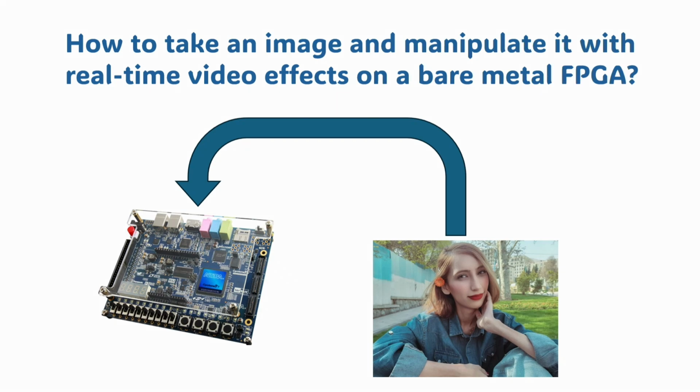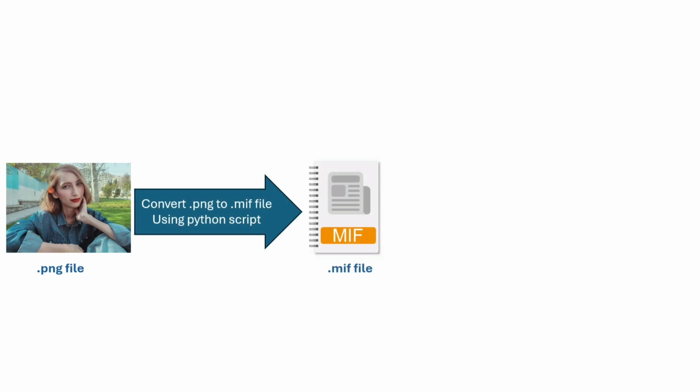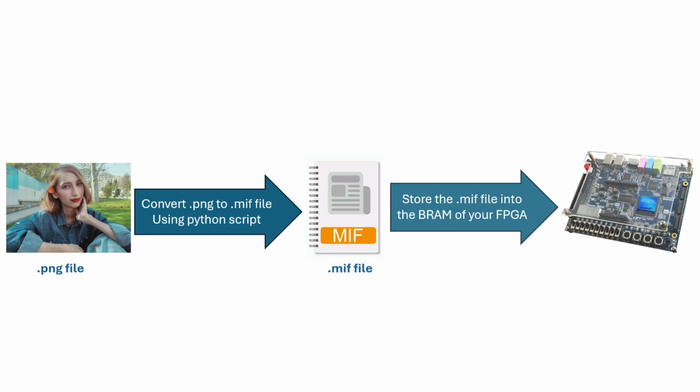Let's start with this question. How to take a standard digital image and manipulate it with real-time video effects on a bare metal FPGA. First, you cannot just run a software script here. An FPGA needs a strict clock-driven hardware pipeline. Also, hardware cannot read JPEGs or PNGs. You must convert the image into raw binary data and load it into block RAM using a memory initialization file.